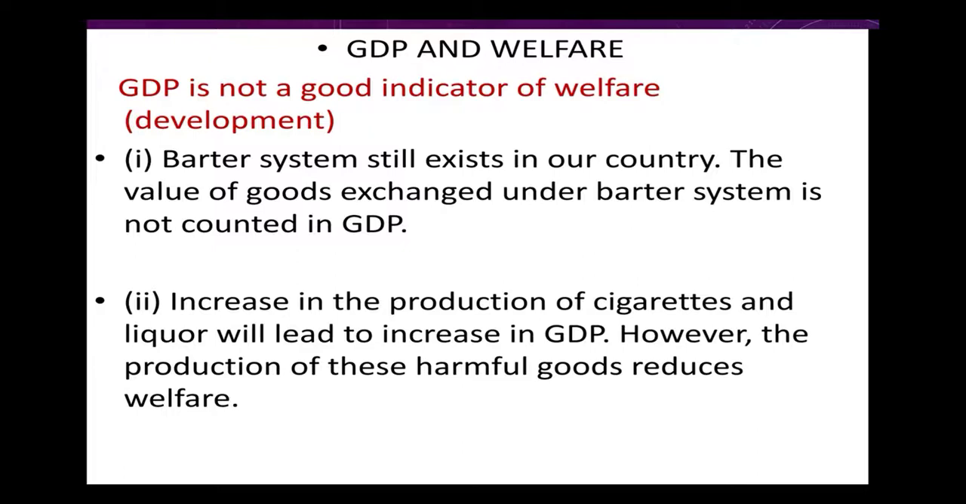An increase in the production of cigarettes and liquor, for example, will lead to an increase in GDP. What do you say? Cigarettes and liquor are not good for our health. The production of these harmful goods reduces welfare. But on one side it reduces welfare and on the other side it creates GDP also, it creates production also. So if one thing is good for our country's GDP but not good for our health or society, how can we say that with the increase in GDP our welfare is also increasing?